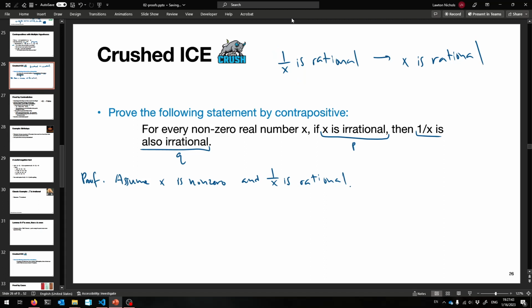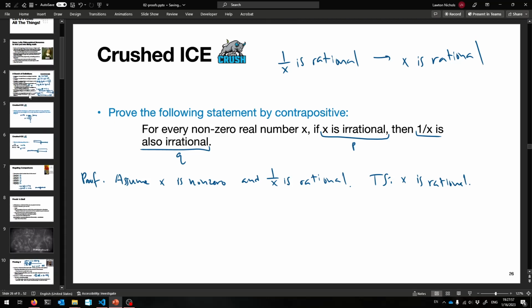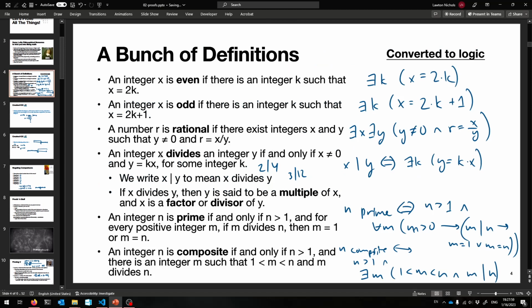What we need to show is that x is rational. X by itself. Take the reciprocal of this, I guess. To show x is rational. So what does it mean to be rational? Unpack that definition. If we know that a number is rational, and we do have a hypothesis about that.